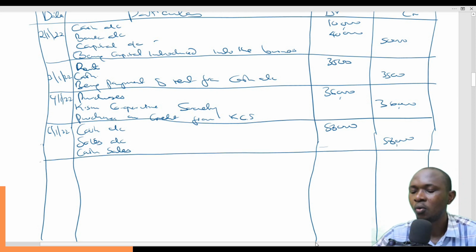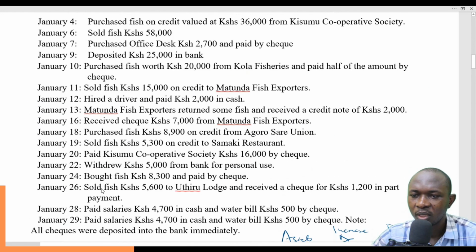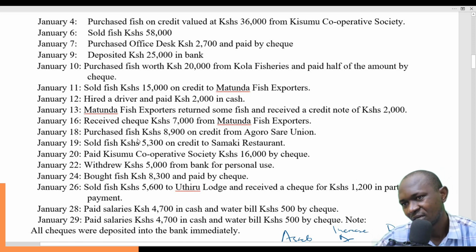So then January 7th, purchased office desk 2,700 and paid by check. Now this is not purchases, because our business is not to sell office desks. So this is an asset. So we simply go to the furniture account because this is furniture. Furniture we debit because there's an increase, and then we again reduce the assets by 2,700. That is money in the bank reduces.